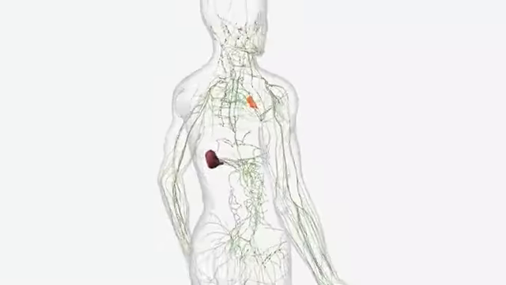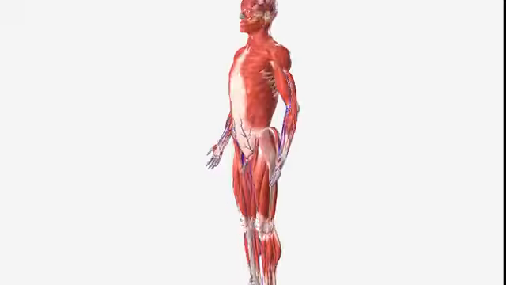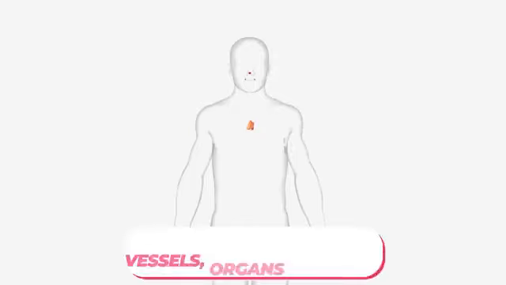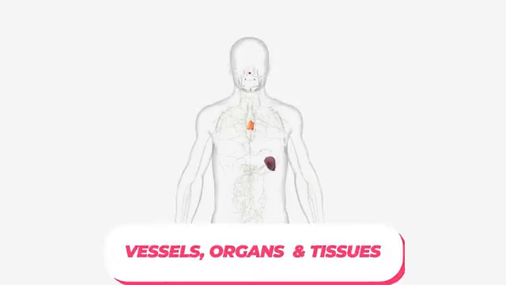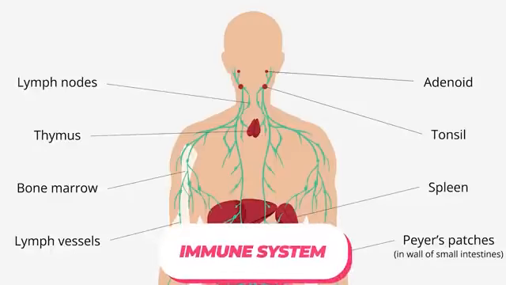The lymphatic system. The lymphatic system is a crucial part of the body's immune system and helps to protect the body against disease and infection. It is a network of vessels, organs, and tissues that help to remove waste and toxins from the body, as well as playing a crucial role in the immune system.